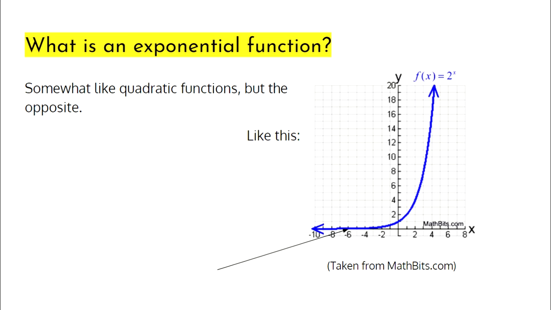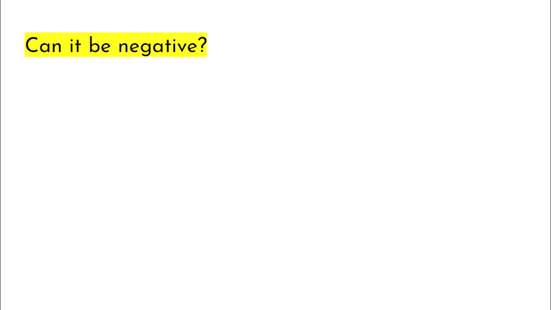This is because when you have a negative exponent, for example -1, you end up with a fraction with 1 as the numerator, which can never give a value of 0 or below. Now, you can have an exponential that gives you negative values, such as f of x is equal to -2 to the x, which would look like this.